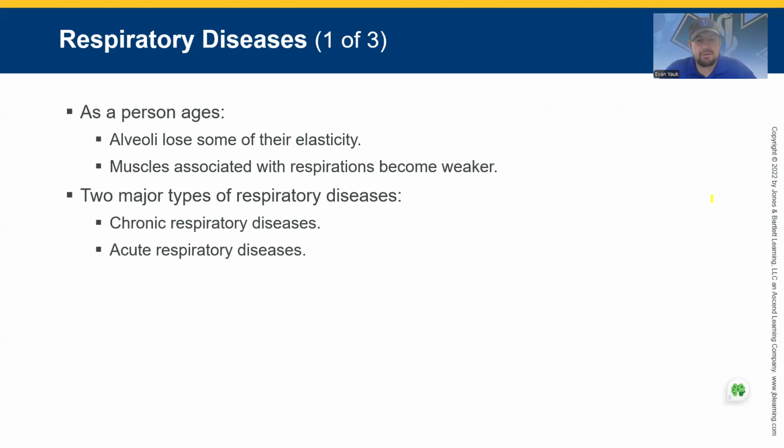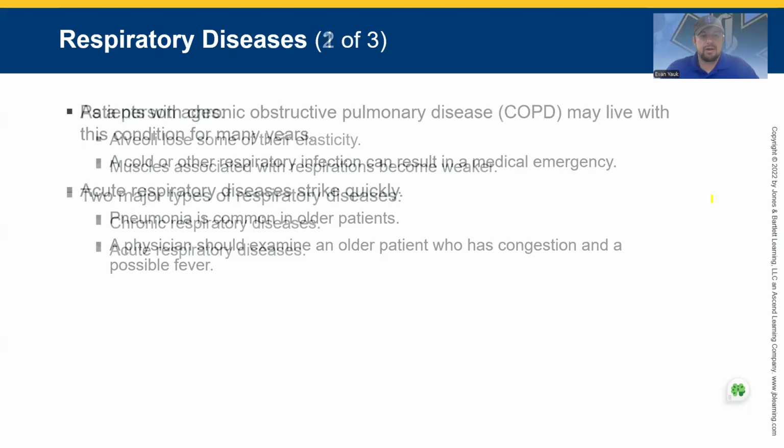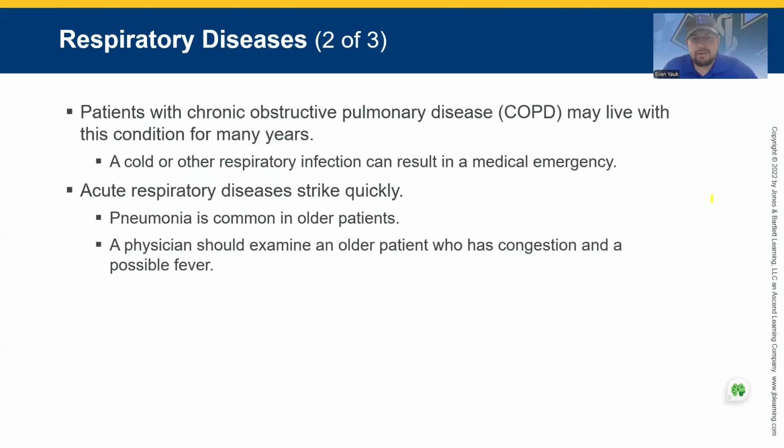Two major types of respiratory diseases: there's chronic respiratory disease and acute respiratory disease. So chronic is long term, chronic illnesses, chronic respiratory disease, whatever. Chronic means it's long term. Acute is it happens suddenly. A patient with chronic obstructive pulmonary disease, or COPD, may live with this condition for many years. That's why it's chronic, it's long lasting.